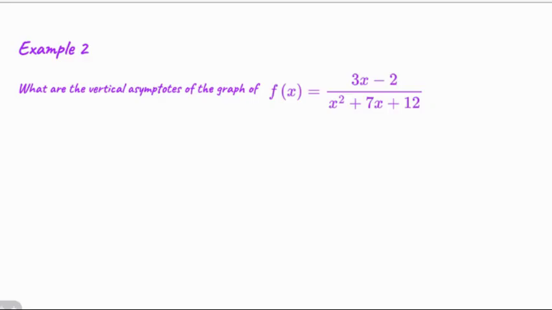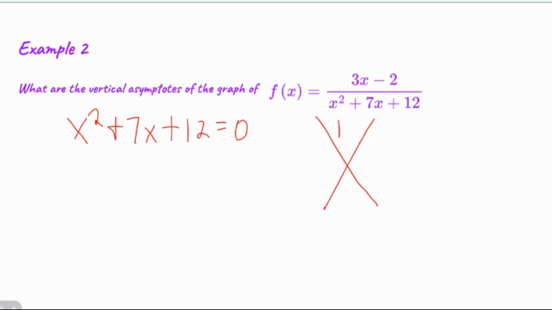All right, so let's talk about vertical asymptotes. Now we have a quadratic in the denominator. Well, a quadratic in the denominator doesn't affect us. Remember that when we take quadratics and set them equal to 0, we can use diamond math. You can also use the quadratic formula if you so choose. I'm going to use diamond math in this instance because I think it's easier. So 12 and 7. And so our two numbers would be 4 and 3.